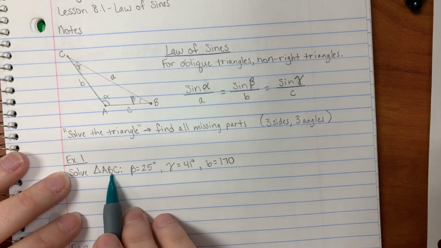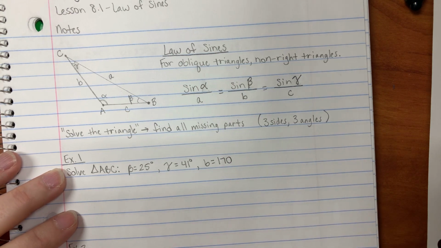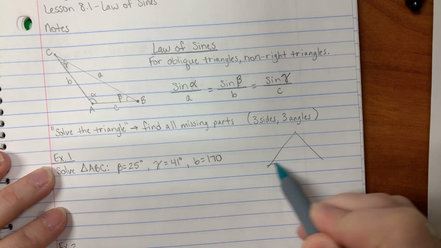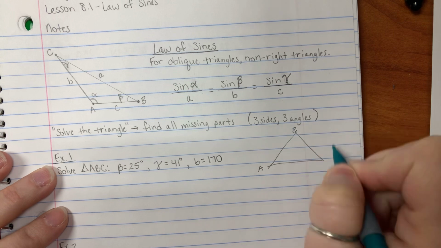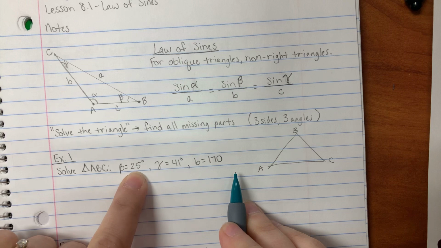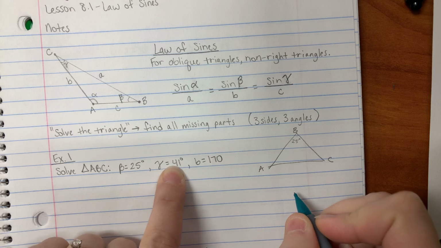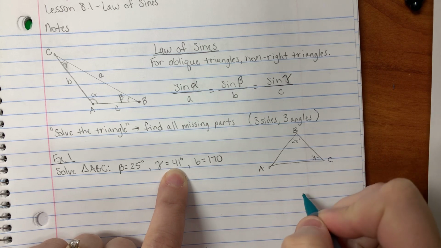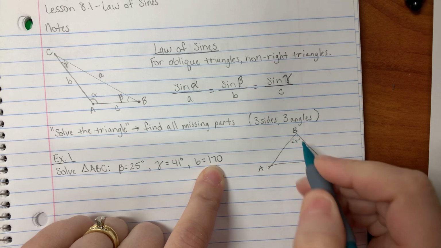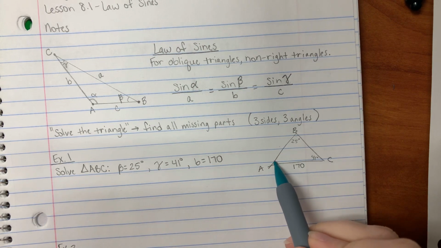In example 1 here, I'm going to start with an easy one. This one tells me to solve it, and they give me 2 of the angles and 1 of the sides. So I'm just going to sketch out a very generic sketch. It is not going to be to scale. It's not going to be correct. I'm just going to give myself a triangle, call it ABC, and start labeling what they gave me. Angle beta, this angle right here, is 25 degrees. Angle gamma is 41 degrees. And side B, which is across from angle B or angle beta, is 170. So I need to find these 2 sides and this angle right here.